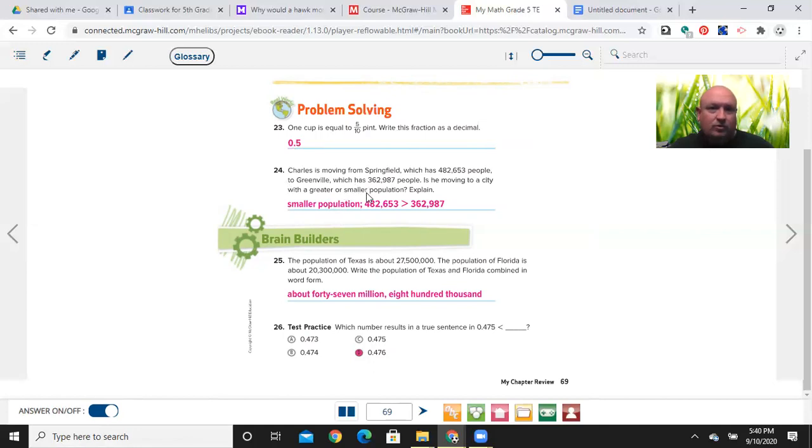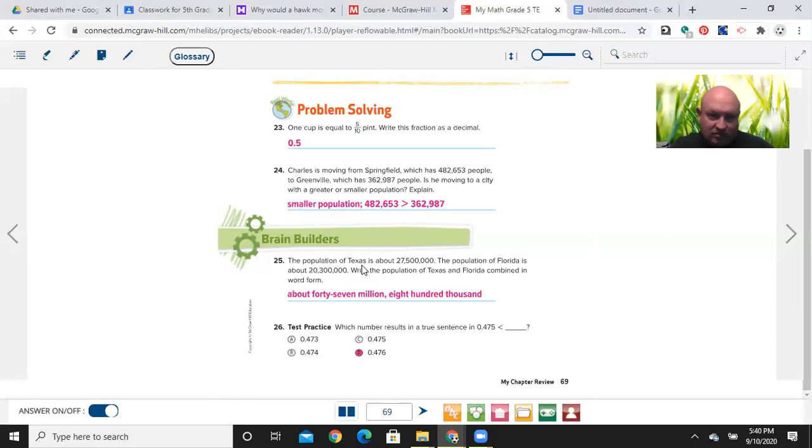24. Charles is moving from Springfield, which has 482,653 people, to Greenville, which has 362,987 people. Is he moving to a city with a greater or smaller population? Well, 4 is greater than 3, so Springfield has the larger population. So he's going to the one with the smaller population. Explain? Just write this number sentence. That number sentence is good enough explanation.